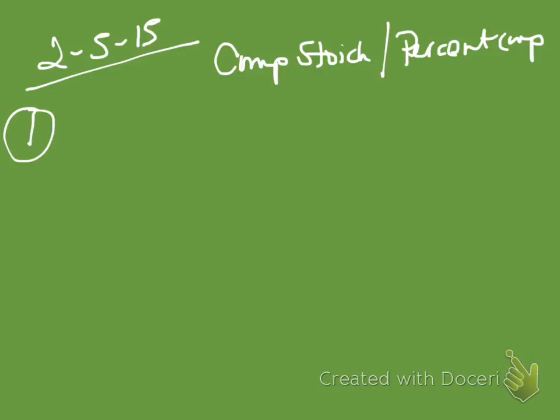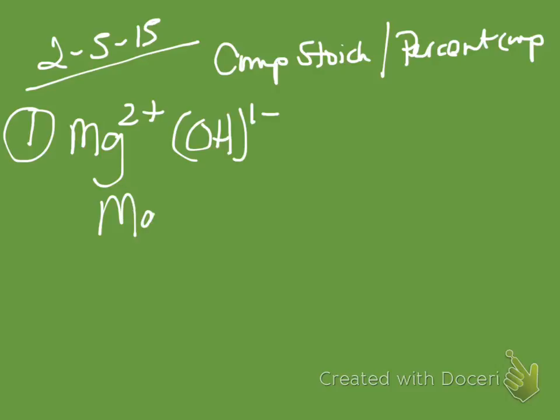Number 1, what is the mass in grams of 3.75 moles of magnesium hydroxide? First thing you have to do is, well, magnesium forms a 2+ ion. Hydroxide is an OH 1 minus. So that would give us Mg(OH)2. If you don't write the right formula for that, you don't get the right mass for it.